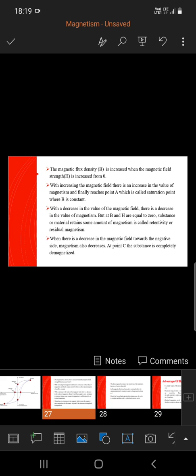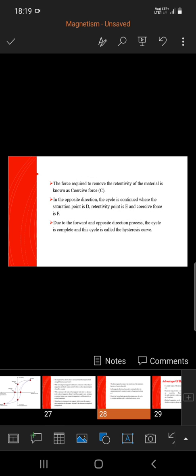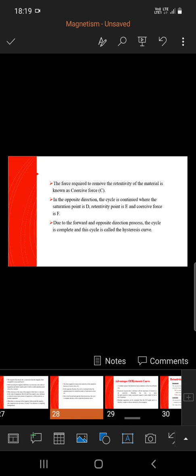When there is a decrease in the magnetic field towards the negative side, the magnetism also decreases, and at point C the substance is completely demagnetized. The force required to remove the retentivity of the material is known as coercive force. In the opposite direction, the cycle continues where the saturation point is D, the retentivity point is E, and the coercive force is F. Due to the forward and opposite direction process, the cycle is complete, and this cycle is called the hysteresis curve.